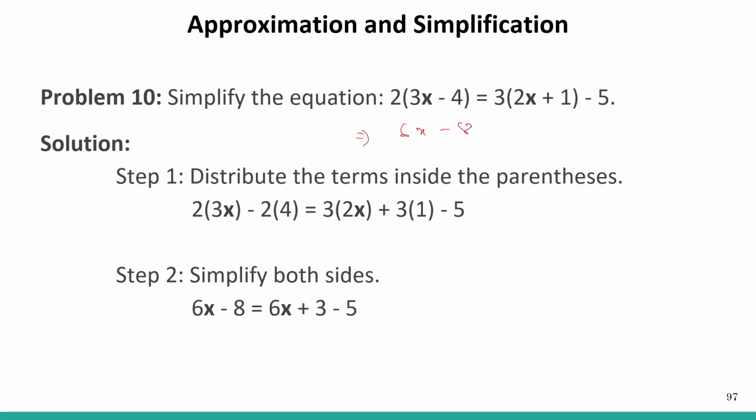So it will be minus 8 is equal to 6x plus 3 minus 5. As you can see, 6x minus 6x, minus 8 is equal to 6x minus 6x plus 3 minus 5, which is equal to what? Minus 2, right? So it will be minus 2. So this implies that minus 8 is equal to minus 2.